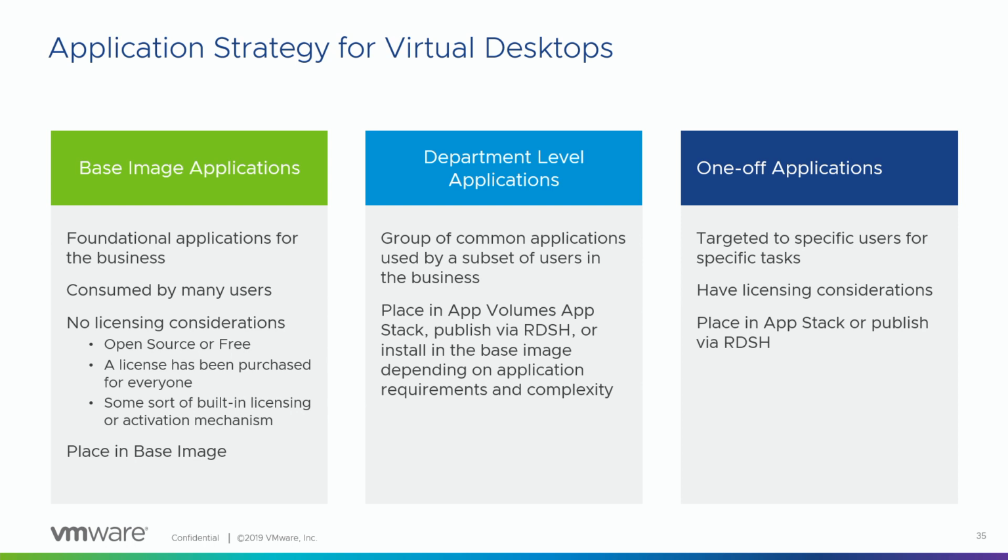This is where it's a good idea to have a good use case definition to know who needs what application, so you can bundle applications together with app stacks, or if you can't use app stacks, publish via RDSH. Last ditch, the last step there obviously is if you can't do either one of those, then you may have to create another image. Finally, one-off applications are things like Visio, Adobe Acrobat, things that go to specific targeted users, and you want to use something like app volumes or RDSH app publishing to deliver those directly.